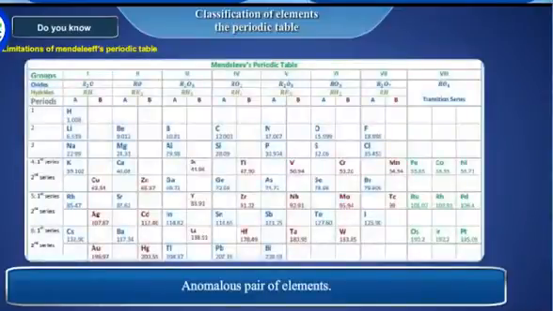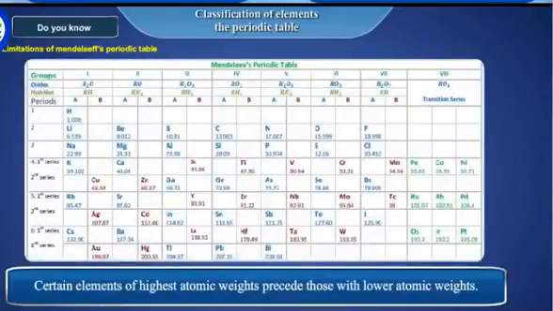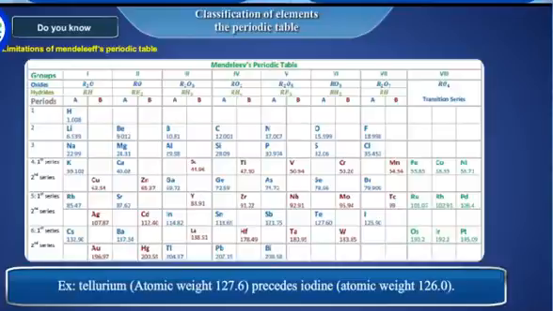Limitations of Mendeleev's periodic table. Anomalous pair of elements. Certain elements of higher atomic weights precede those with lower atomic weights. Example: tellurium, atomic weight 127.6, and iodine, atomic weight 126.0.